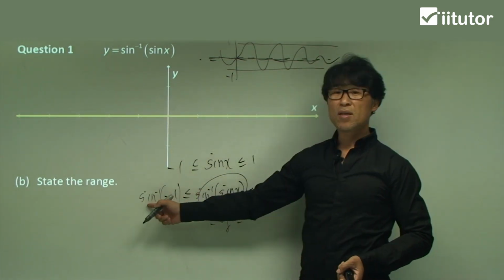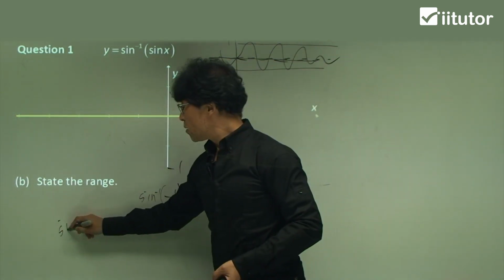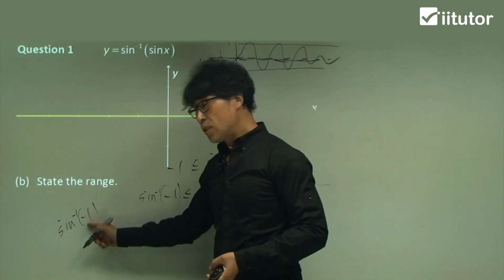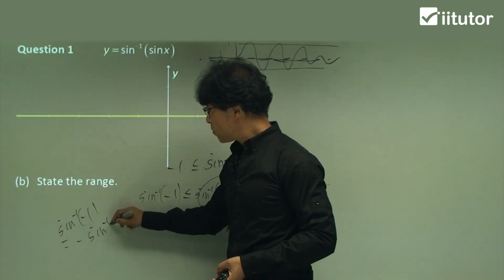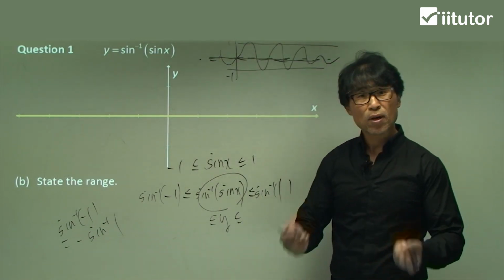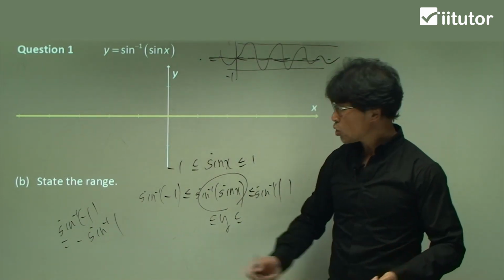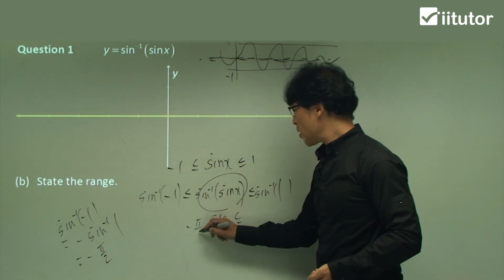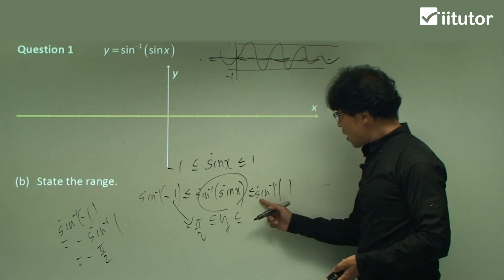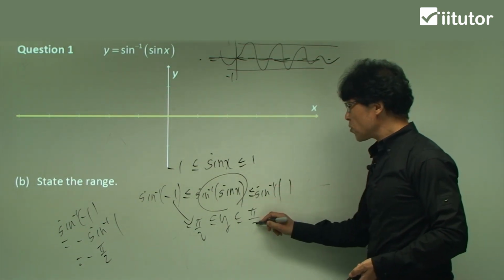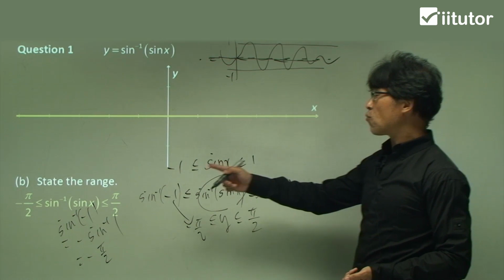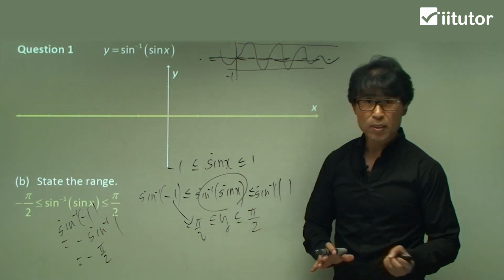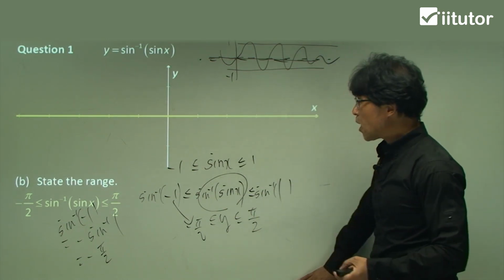What is sine inverse 1? Sine inverse 1. Okay, sine inverse -1, sorry. How do you do it? Well, this negative will get out. So what is sine inverse 1? It is pi on 2. So negative, it will be -pi on 2. So you can say -pi on 2. That value becomes here. So sine inverse 1 is obviously pi on 2. Therefore, the range of the function is in between -pi on 2 and pi on 2. Does that make sense? Okay, so that's how you find the range.